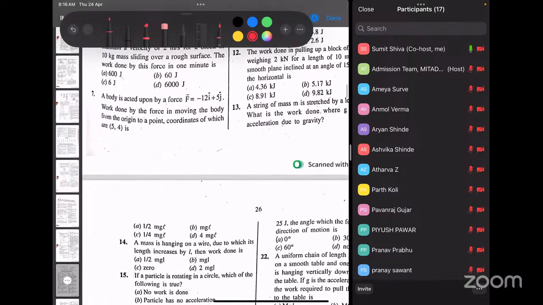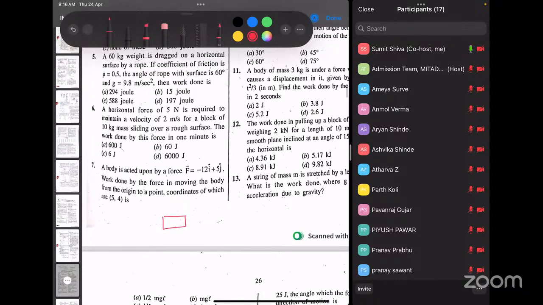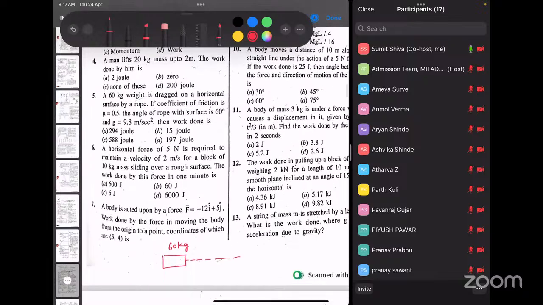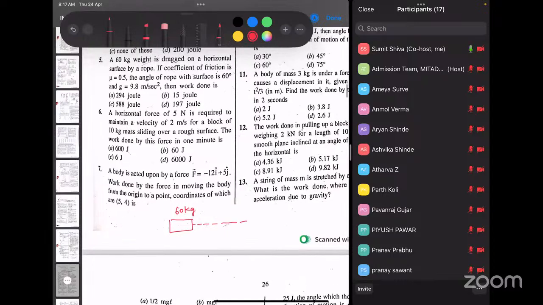Interesting question. This is an object of 60 kg weight. This is horizontal direction, and we are dragging it at an angle of 60 degree. So if this is force F, this will be F cos 60.